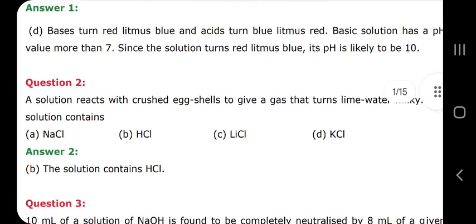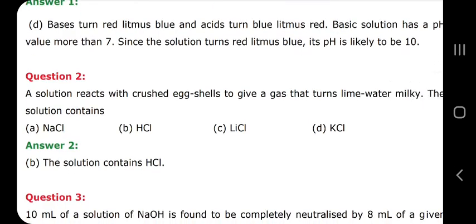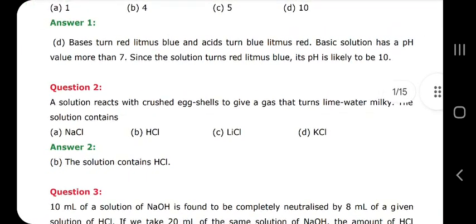Let's see question number 2. A solution reacts with crushed egg shells to give a gas that turns lime water milky. The solution contains sodium chloride, hydrogen chloride, lithium chloride or potassium chloride. The answer of this question is hydrochloric acid or HCl, hydrogen chloride. The solution contains HCl.